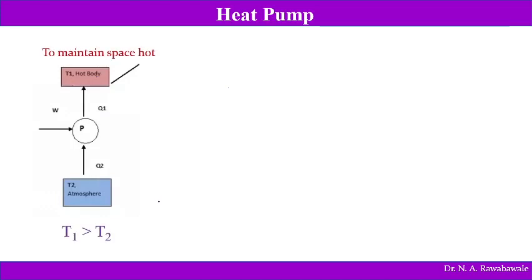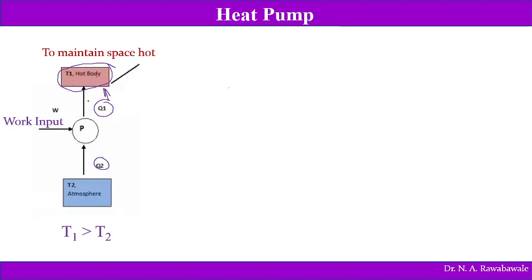Now this heat pump is similar to a refrigerator, but the aim is different. In the previous case we were interested in maintaining a body at lower temperature than the surrounding, but here in the heat pump our aim is to maintain the temperature of a hot body above the atmospheric temperature. So here heat is supplied. In the previous case, in the case of a refrigerator, heat is absorbed. This Q2 was our desired effect. Now here our desired effect is Q1.